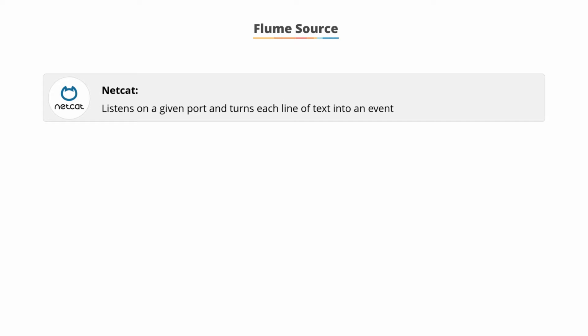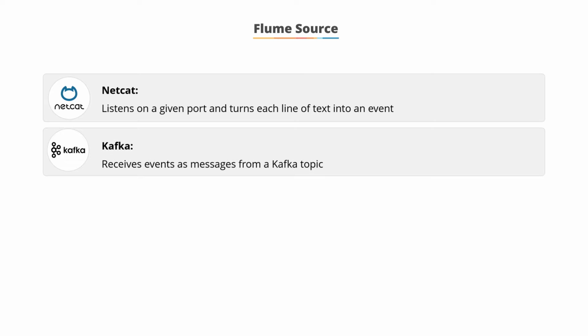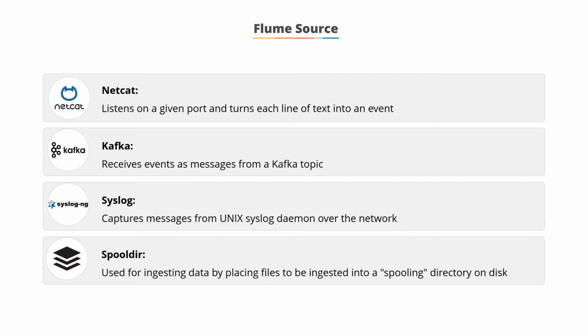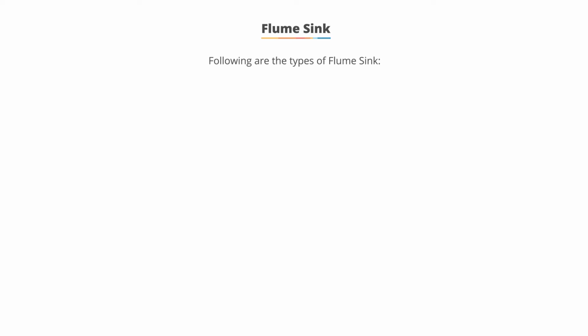There are many different types of Flume sources, and they include things like netcat, which listens on a given port and turns each line of text into an event. Apache Kafka receives events as messages from a Kafka topic. And syslog captures messages from Unix syslog daemons over the network. SpoolDir ingests data by placing files to be ingested into a spooling directory or a commonly shared area on a disk drive.